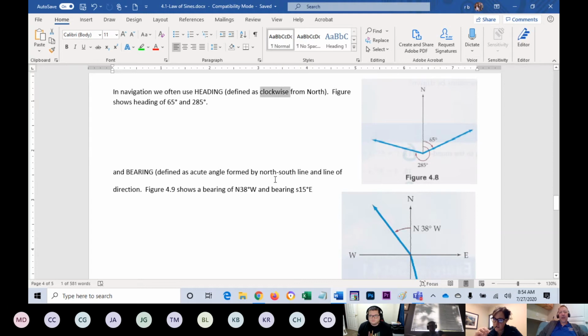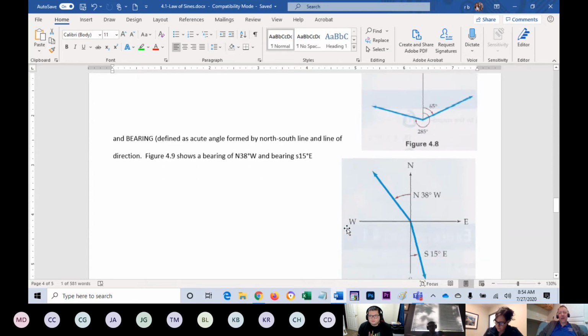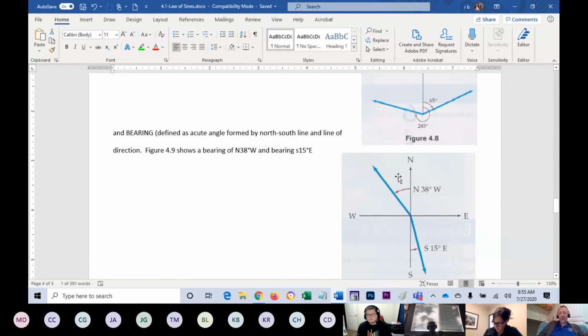Bearing could be either clockwise or counterclockwise. It depends on what they are. So you're always measuring it from the north-south line, and it's always the acute angle from the north-south line. So if I were going south 15 degrees west, that would be here. Or if I were going north 38 degrees east, that would be here.